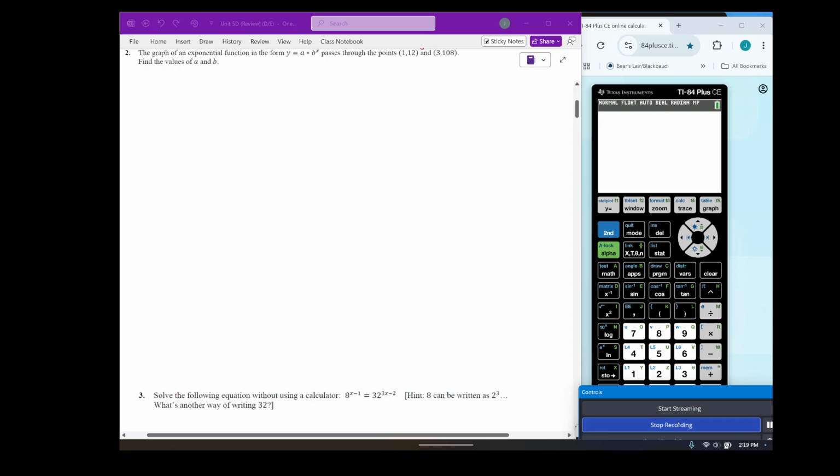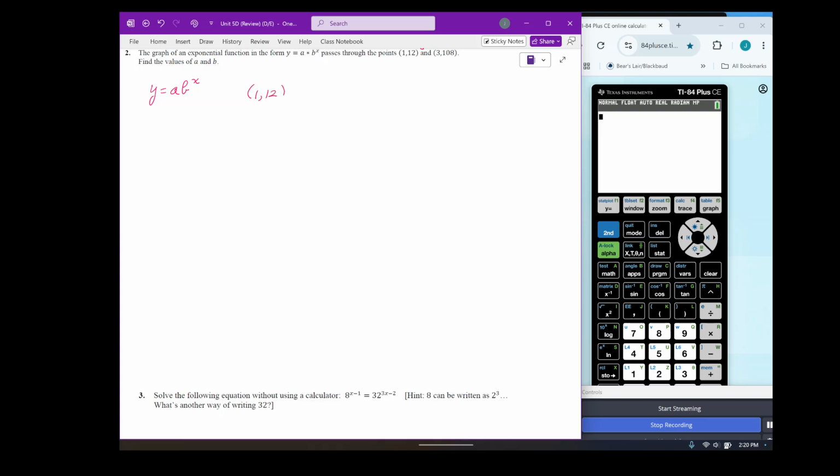All right, so the Unit 5 review, 5D, number 2, is another one of these problems where I tell you you have this equation in this form, and you know 2 points that the graph passes through. And somehow you should be able to plug in those points and figure out what A and B are. And so let's just try plugging them in.